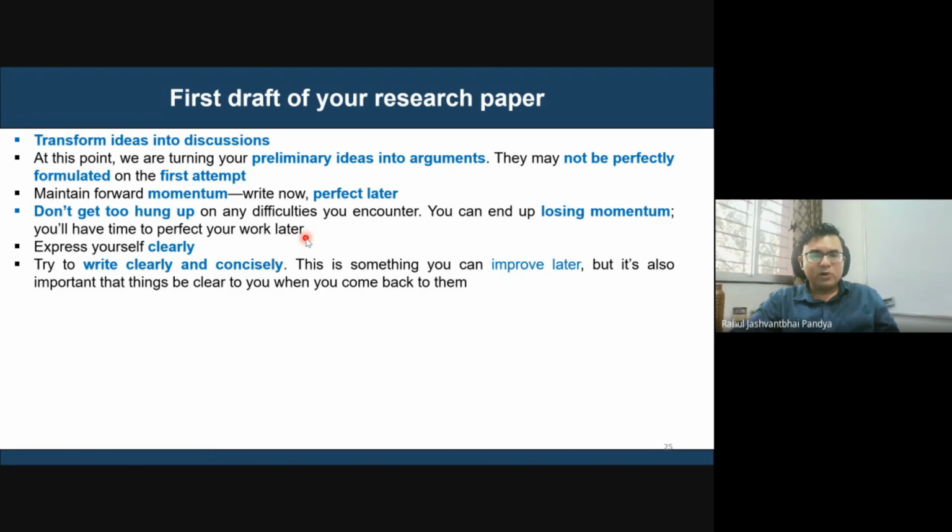But it's also important that things are clear to us when we come back to them, right? We can write them right now, but it shouldn't be that when we come back to them, we are not able to understand those things. So that's why it is better.